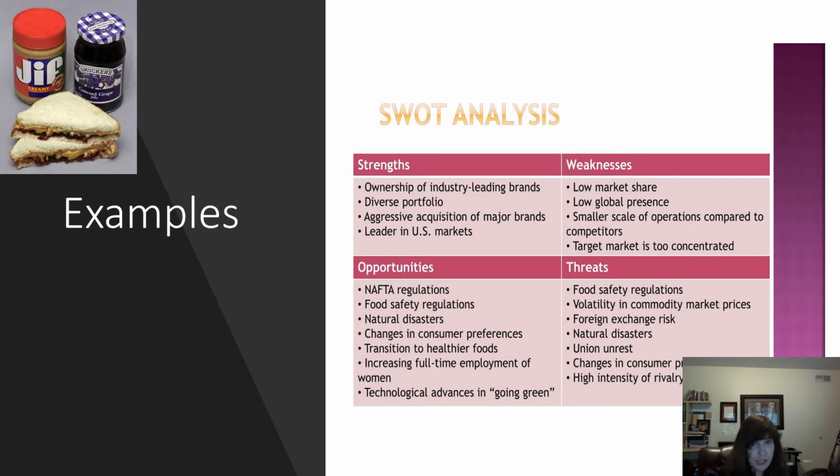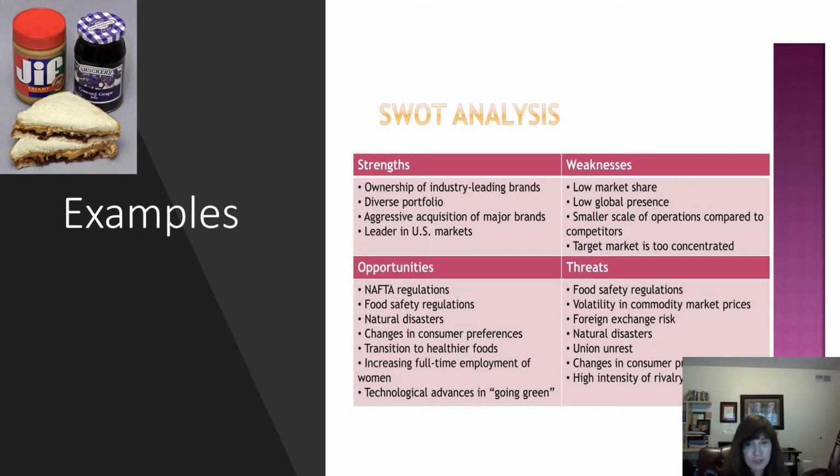And if there are changes in consumer preferences, and we find out that peanut butter is really something that can keep you going and is very healthy, we'll actually leverage that. Healthier foods, increasing full-time employment of women, so we've got to be able to make things on the fly. And any technological advances, like going green, would make some of the other food products not as sustainable. And then let's look at the threats.